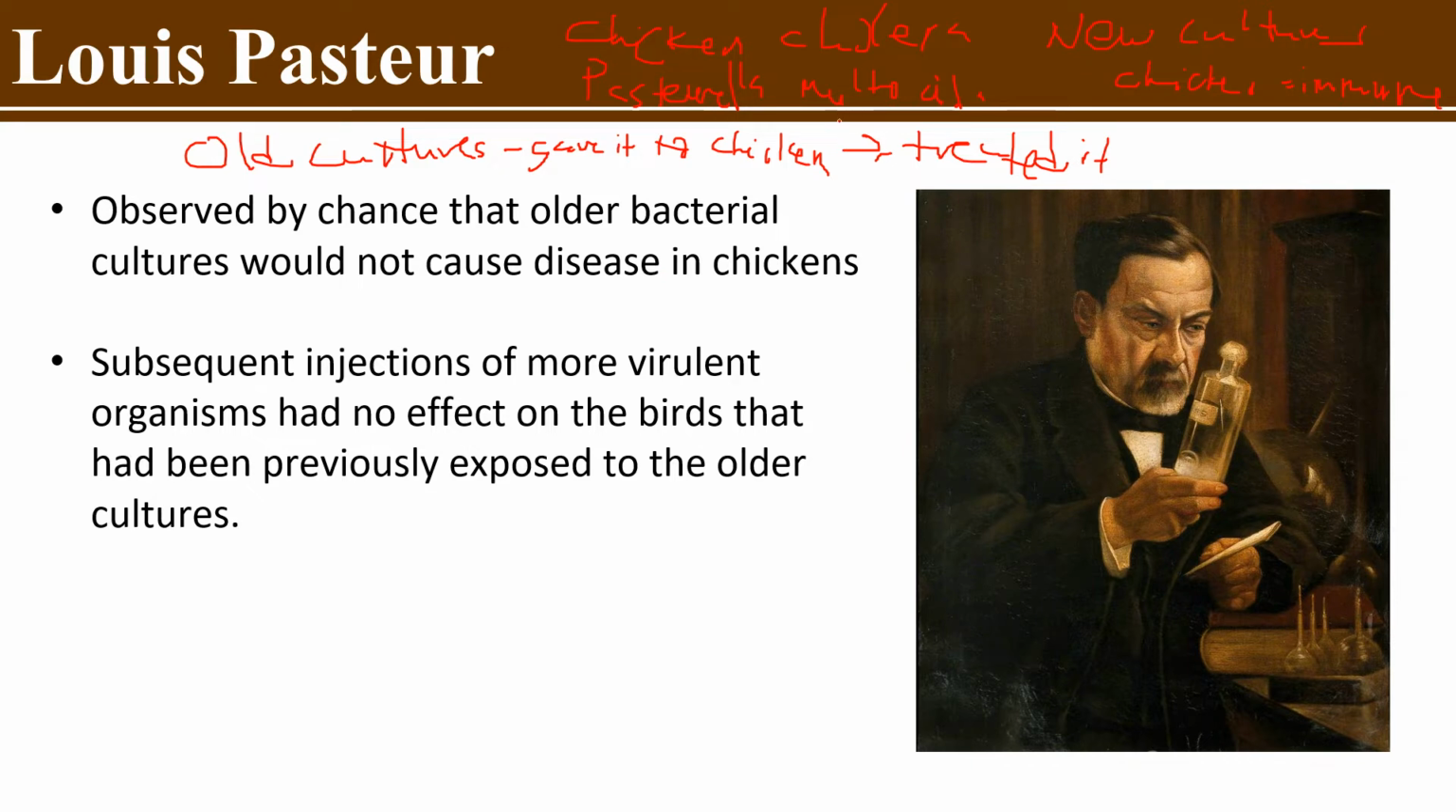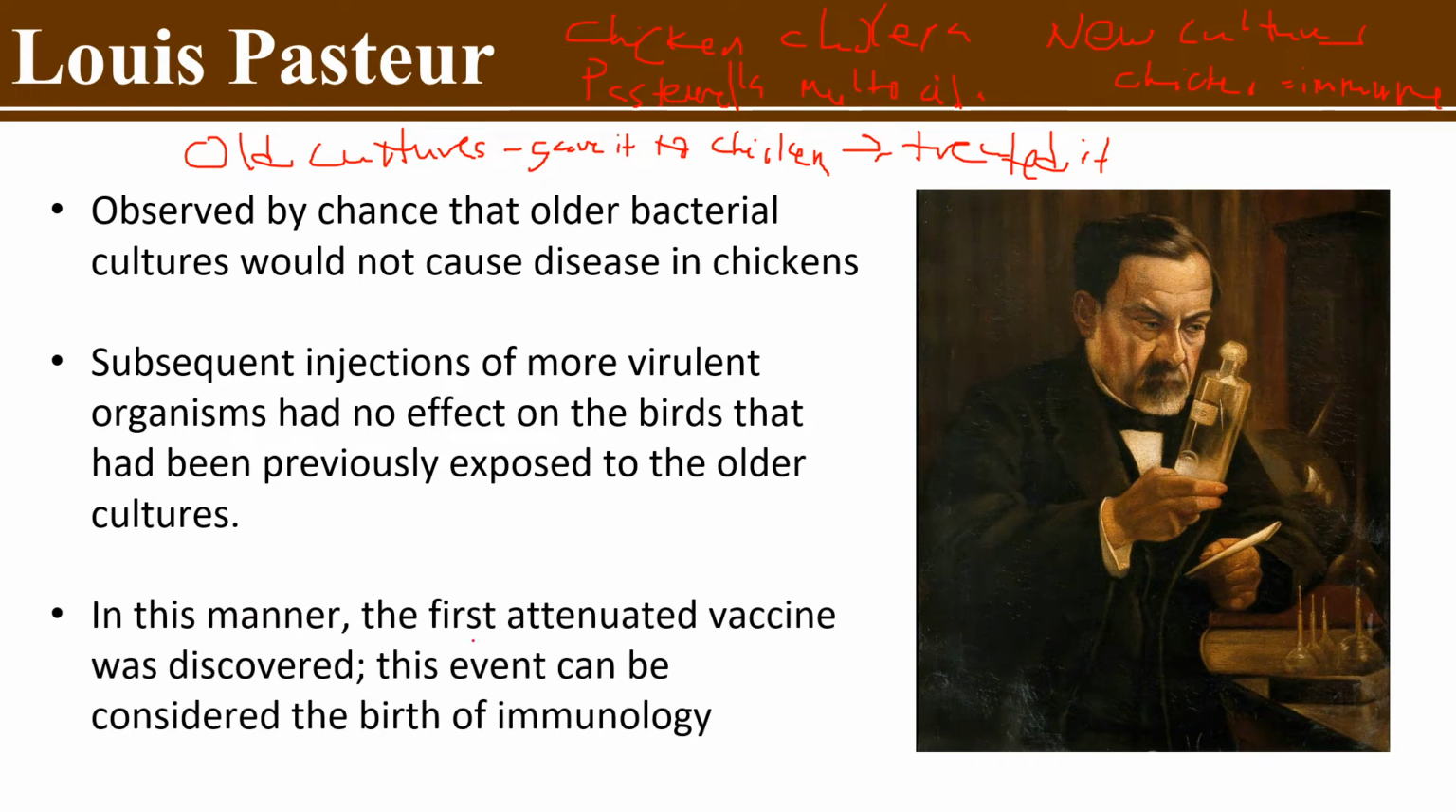Again, what he did here, class, was that he tested for chicken cholera, which is caused by your Pasteurella multocida. What Louis Pasteur did was that he introduced old cultures and gave it to the chicken. The chicken would now become diseased, and after that he would treat it. Then he would introduce a more virulent strain, but this time the chicken would not be affected or would become immune to it. In this manner, class, the first attenuated vaccine was discovered.